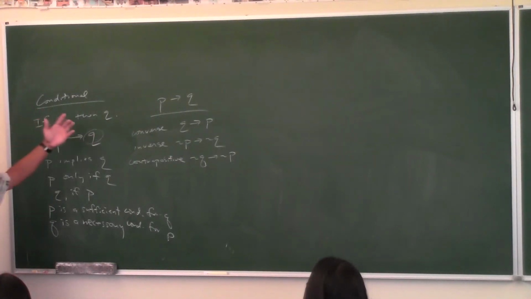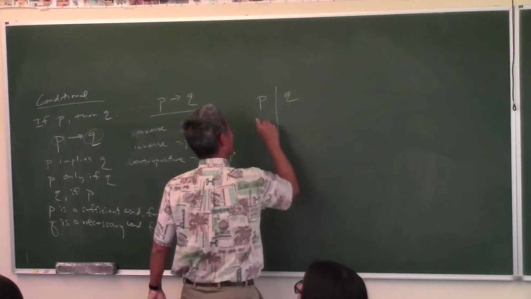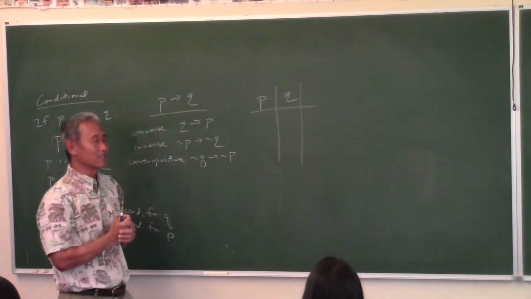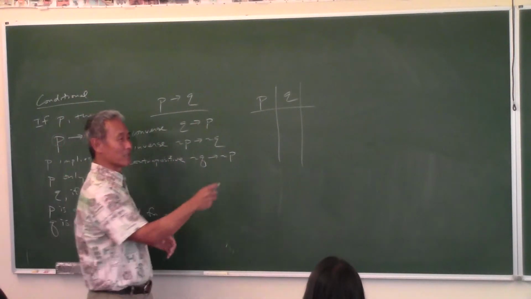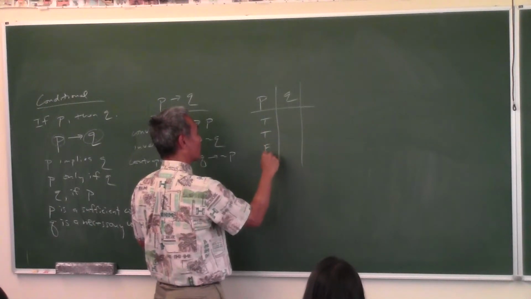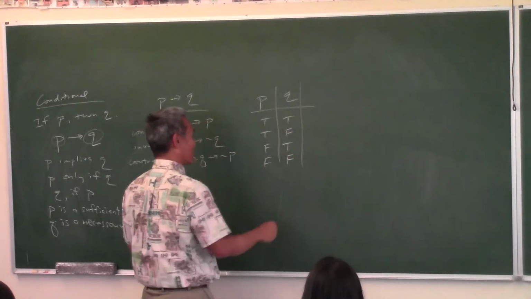Okay, how do I make the truth table for the conditional statement? So here's P and Q. What did we learn from yesterday? When you have two statements like this, how many possibilities are there? 4. So what's the conventional way to do it? True, true, false, false, true, false, true. So everybody's on board with that.